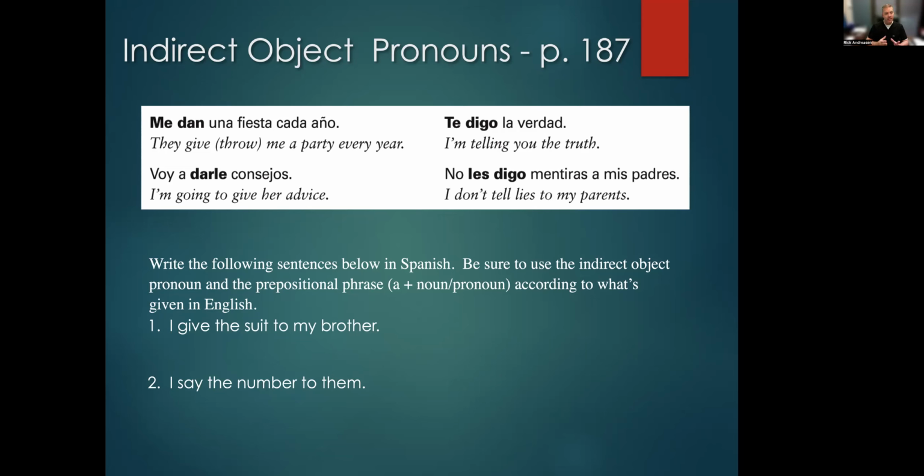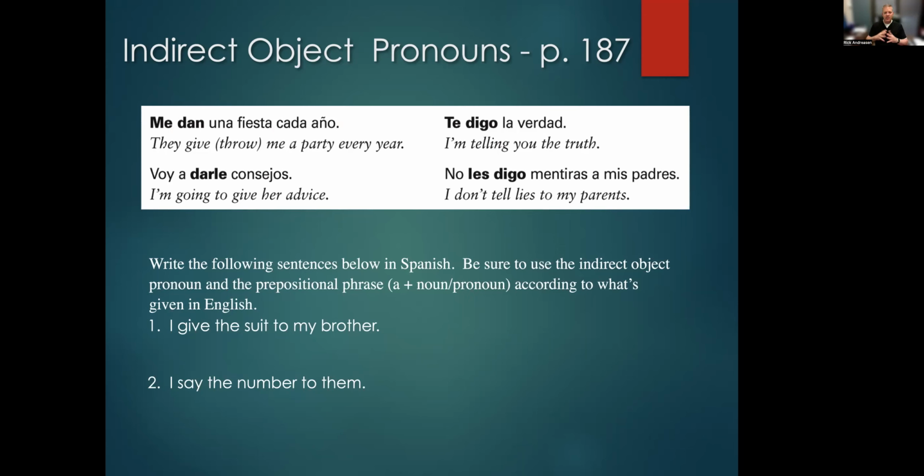That's a great example because there we have an infinitive, so it's attached to the infinitive. But to give, I'm giving you or her or him advice. Voy a darle consejos. And then in a negative sense, it's no les digo, conjugated verb, mentiras a mis padres. So in this case, a mis padres is clarifying who the les means.